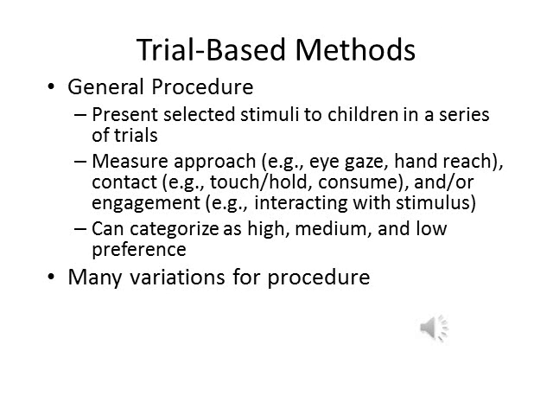Now, over the past 20 or 30 years, there have been a number of other procedures that are simply called trial-based methods, in which, in a rather structured fashion, selected stimuli are presented to children in a series of trials. For example, you might present two items in front of a child and have them pick one. You could measure simply which one they pick or contact, or in the case of edibles, which one they consume. You could also put them in front of a child and for 2 minutes measure the duration, and the one that the child engages in for the longest period of time will be considered to be a higher preference.